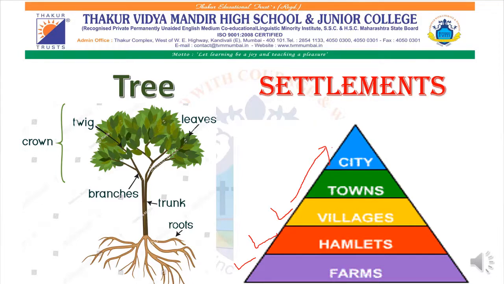Hamlets are small villages or a very few houses. These hamlets and settlements grew into villages, which then developed into cities. In this way, the number of houses increased and the city formed.